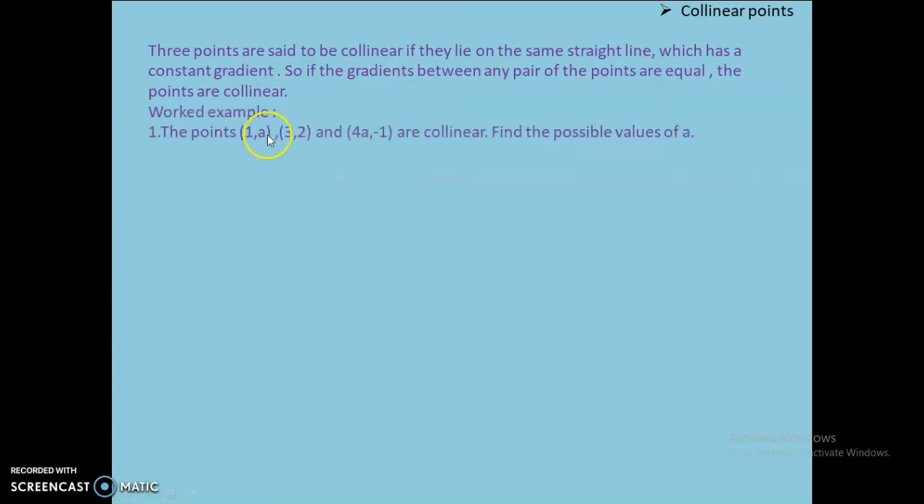Now the points (1, a), (3, 2), and (4a, -1) are collinear. We are to find the possible values of a. Let's see. Now we know that gradient is equal to y2 minus y1 all over x2 minus x1. I denote the gradient between this point and this point as m1 and that between this point and this point as m2. So then we know that m1 will be (2 - a) over (3 - 1) and m2 will be (2 - 1) over (3 - 4a).